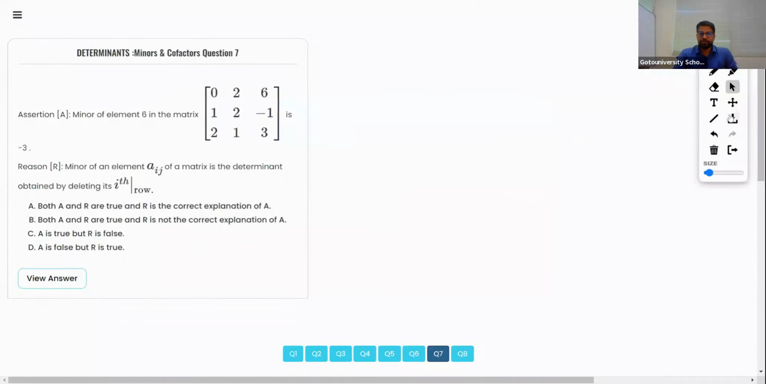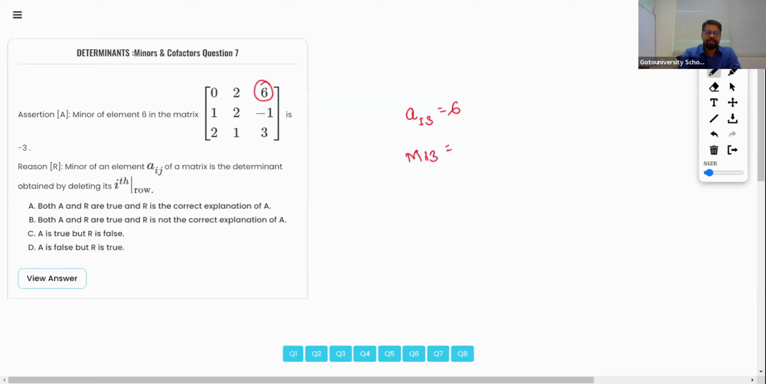Two more questions to go in this. Another assertion and reasoning question. Every assertion reasoning question, if you are solving it right, you should be happy that you are good with your basics. Minor of the element 6 in this matrix. Where is 6? 6 is here. There's only one 6, so no doubt. What is the position of this? First row, third column, that is 6. The minor of the element 6 is what they're telling.